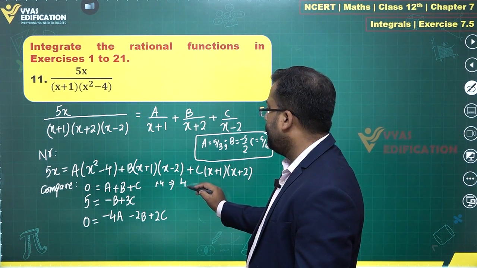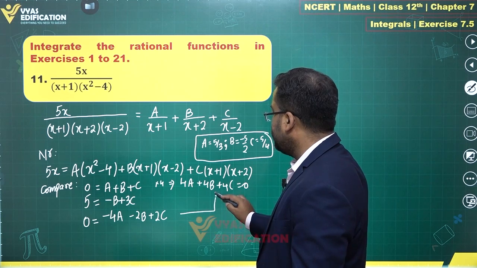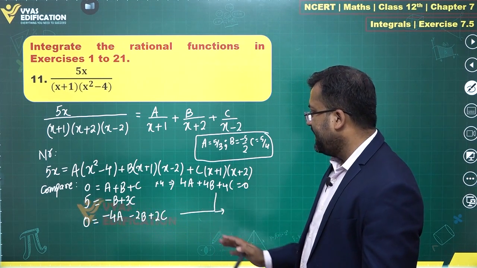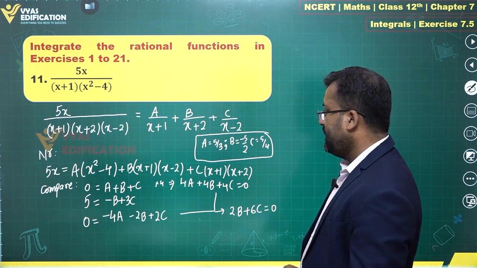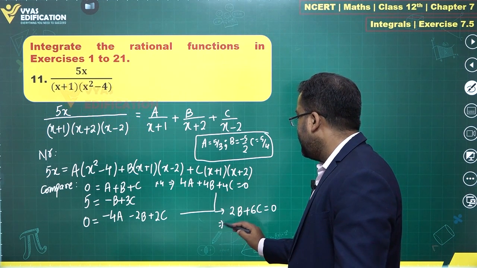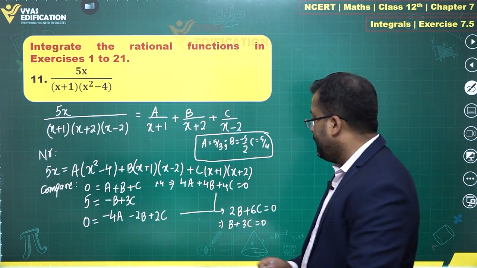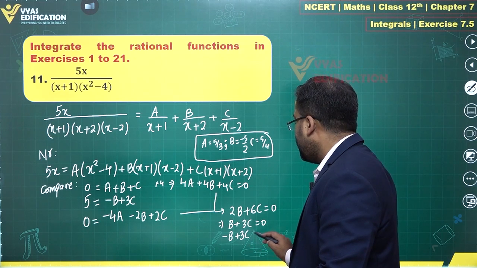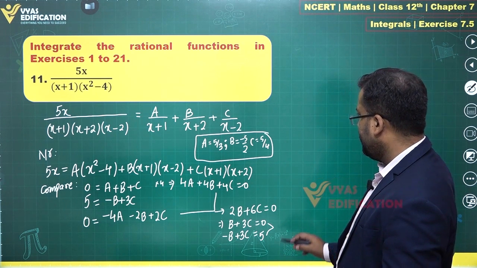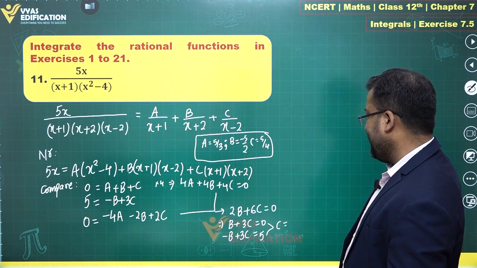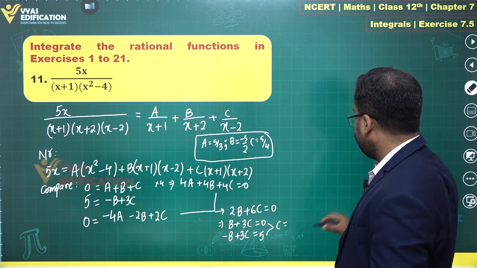What does that give me? 4a plus 4b plus 4c equals 0. And from this and this, what does that give me? 4a minus 4a gets cancelled. Okay, that goes 4b minus 2b is 2b, plus 6c is equal to 0. Right? That's what you get. Or you can say b plus 3c is equal to 0. There's another thing which says minus b plus 3c equals 5. So minus b plus 3c equals 5. These two tell me that 6c will be equal to 5, so c will be equal to 5 by 6. That's what you'll be getting.